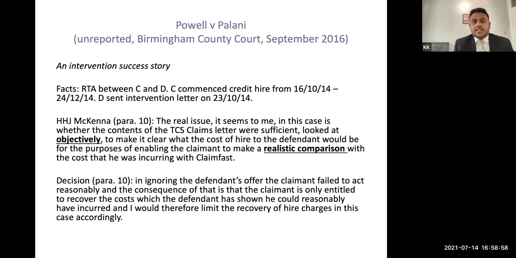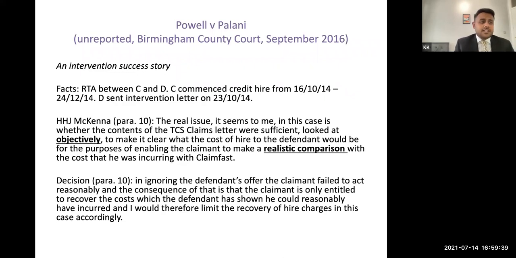That covers the case of SACE. What I wanted to do here was to look at an example of a situation where intervention has worked and it has proved to be successful. And this is the case of Powell and Palani. It's a county court decision which was given in September of 2016. It is an unreported case, but the facts of it, I think, are quite interesting and provide a useful illustration as to the issues of intervention in practice.